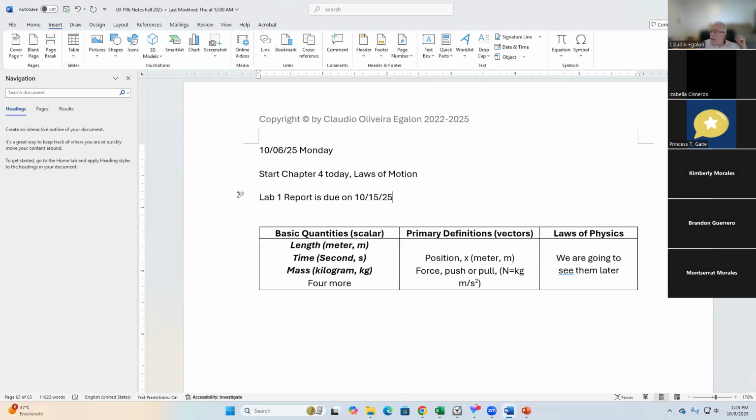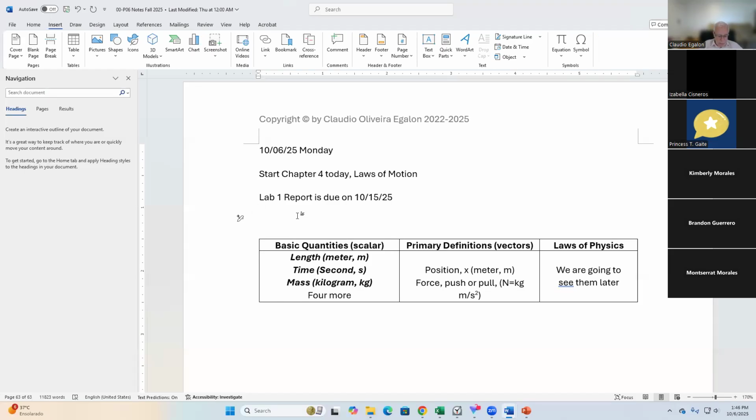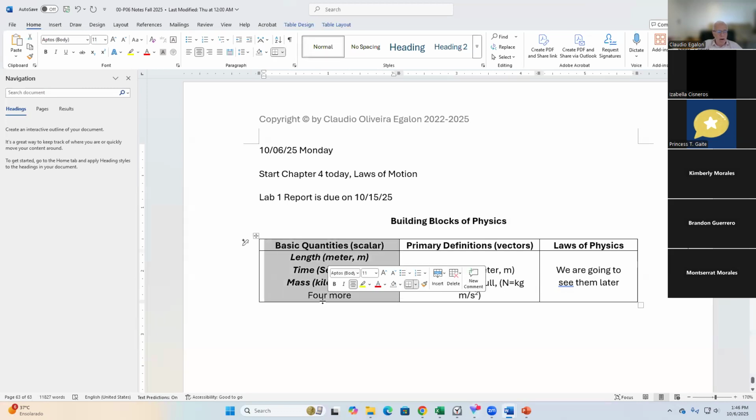One more student coming. Okay, so here you go. The little table on the building blocks of physics, right? Building blocks of physics. We are looking at the basic quantities: length, time, and mass. There are four more, which we are going to discuss in more detail later on.